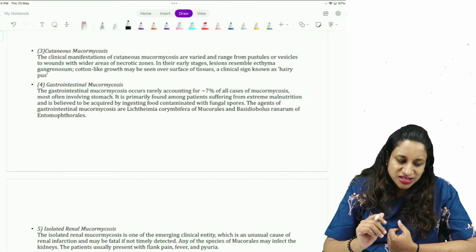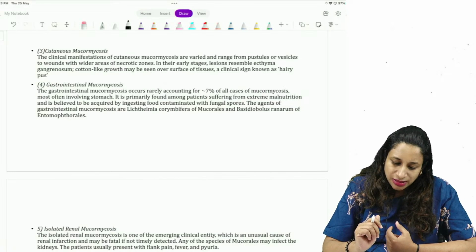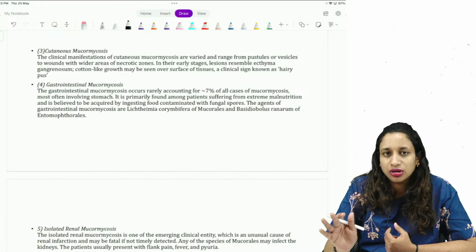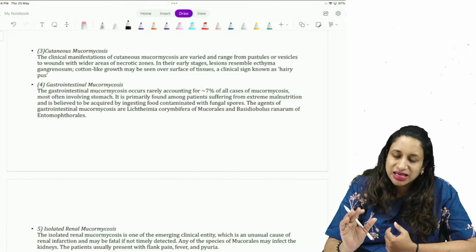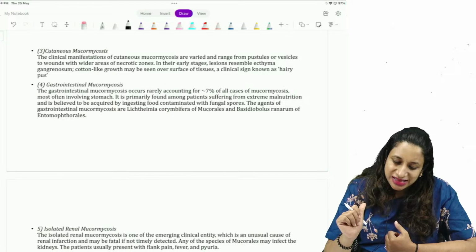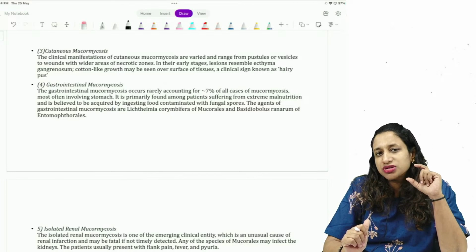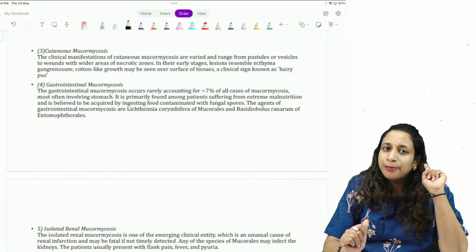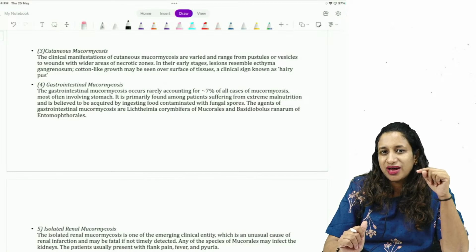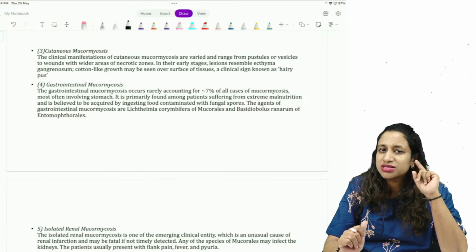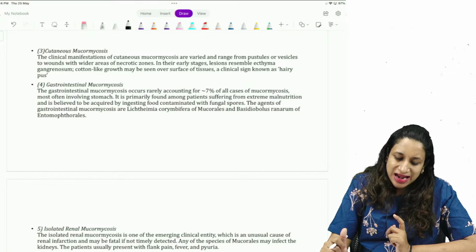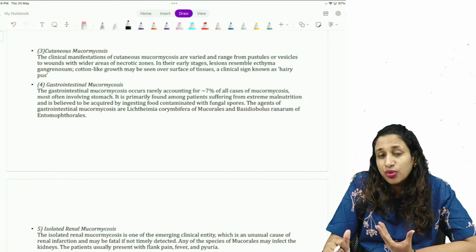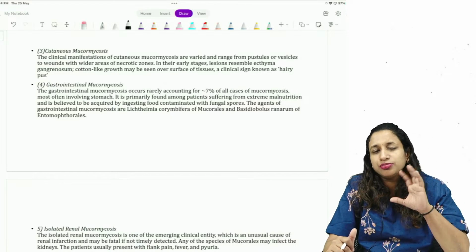Now coming to gastrointestinal. Gastrointestinal mucormycosis rarely accounts for, it's only about 7% of the total ones. Here it involves the stomach most commonly, and malnutrition is an important risk factor. So whenever we are talking about malnourishment, this is something that you need to keep in mind. Gastrointestinal mucormycosis is very commonly attributed to it, and many a times this happens because of ingestion of food contaminated with fungal spores. So it's attributed to that.